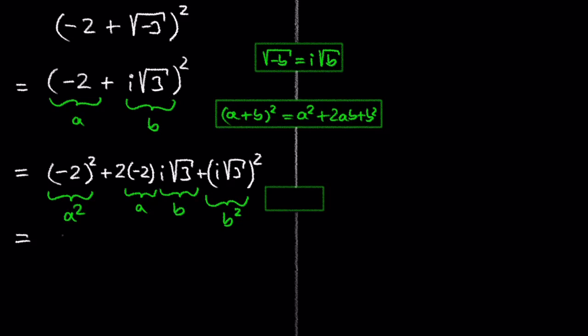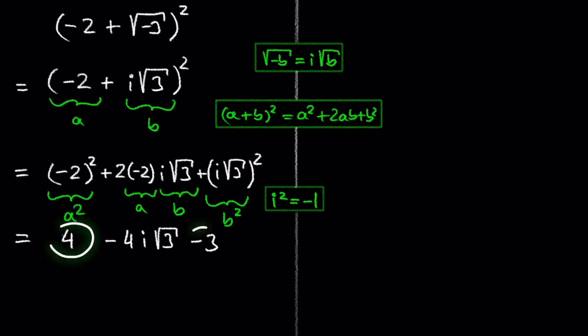Negative 2 squared is 4. 2 times negative 2 is negative 4. We keep the I times the square root of 3. And I times the square root of 3 squared is negative 3, because the square root and the square cancel each other out, and I squared is negative 1.